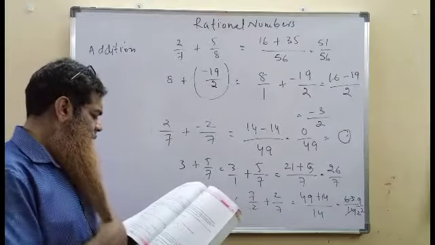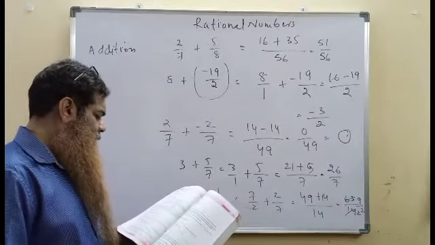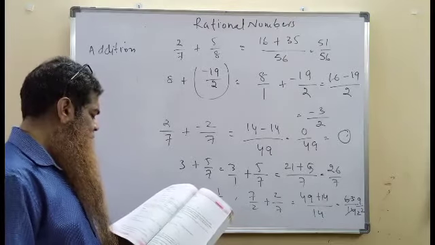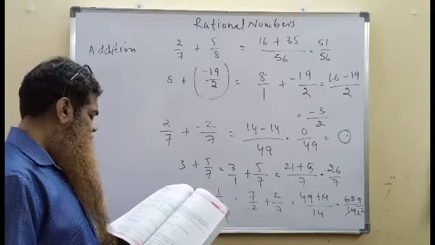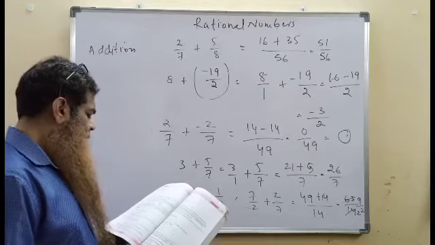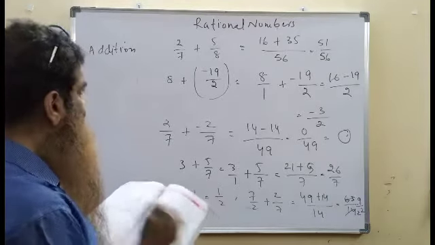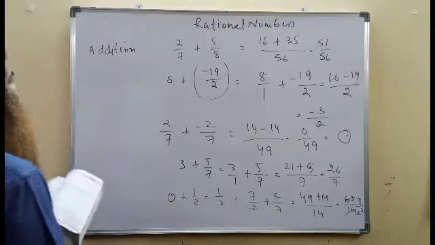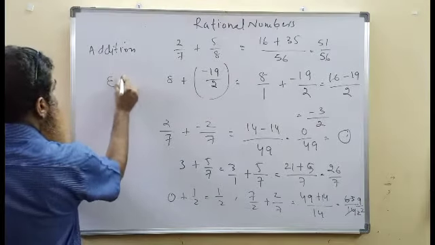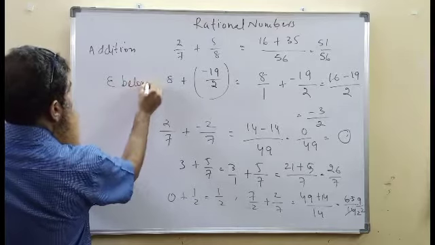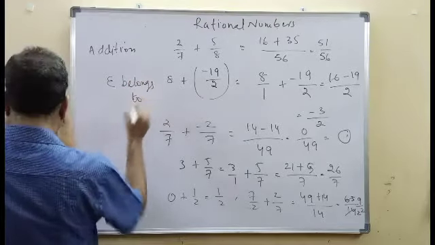A plus B is a rational number for any two rational numbers A and B. That is, if A, B belong to Q, rational numbers, then A plus B also belongs to rational numbers. The symbol ∈ means belongs to.